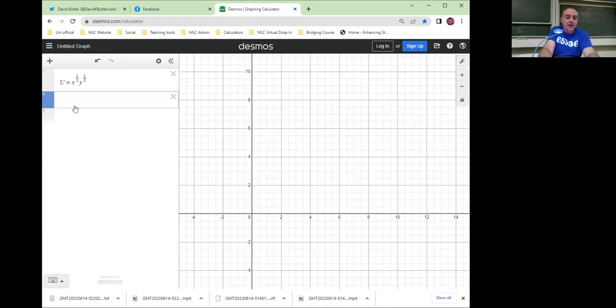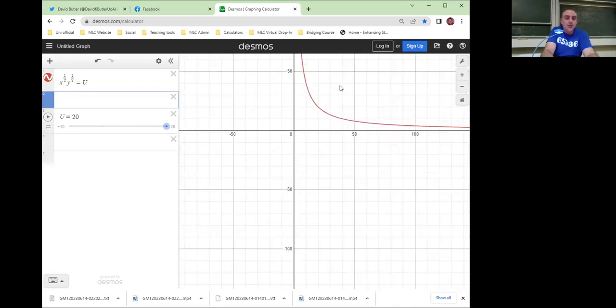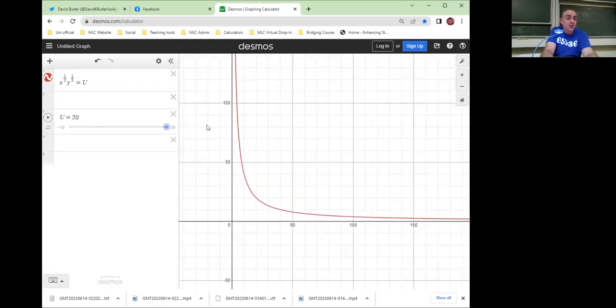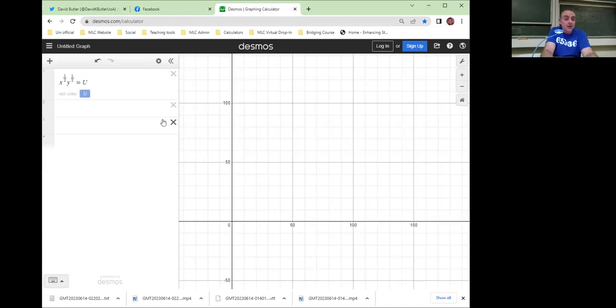And I could tell it what the answer is for u. So u is 20. Of course not. I might have to do it this way, equals u. But there it is there. That's when u is 20, and, damn it. That's when u is 1, and that's when u is 3, 4, 5, 6, 7, and you can change the value of u and get all different answers.